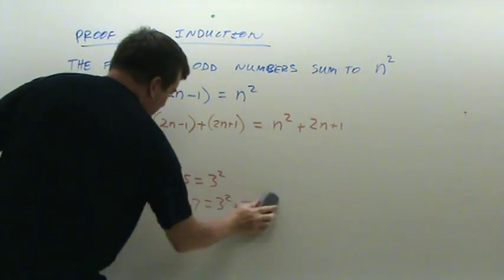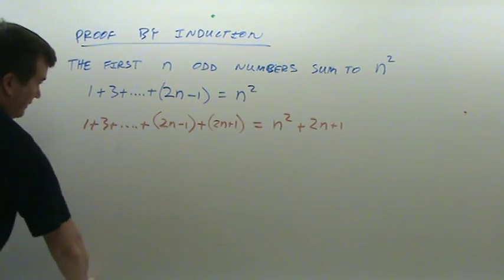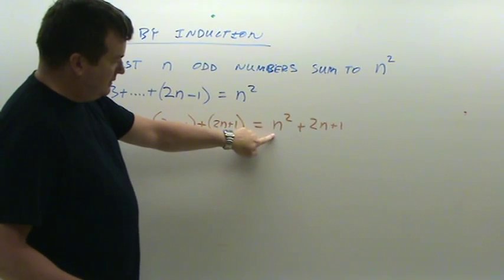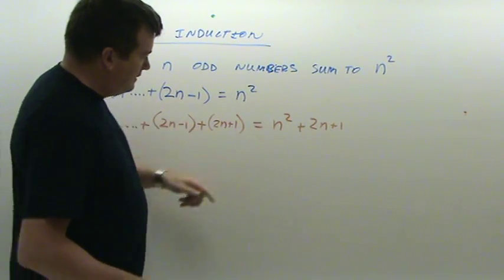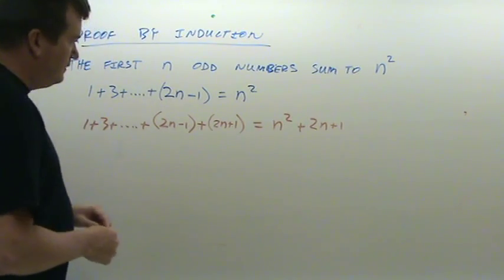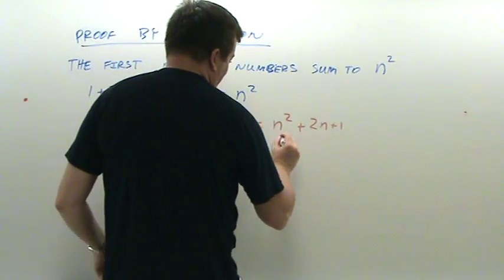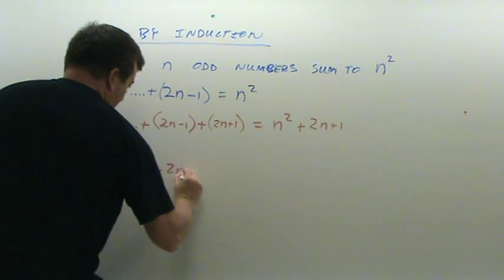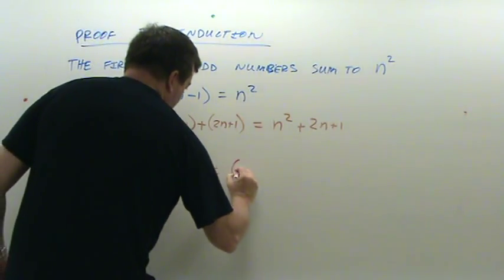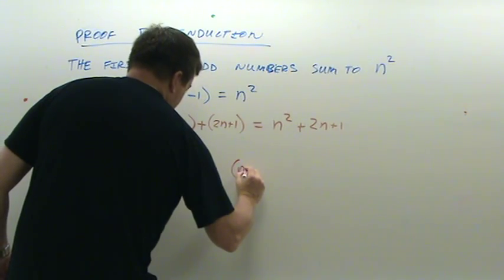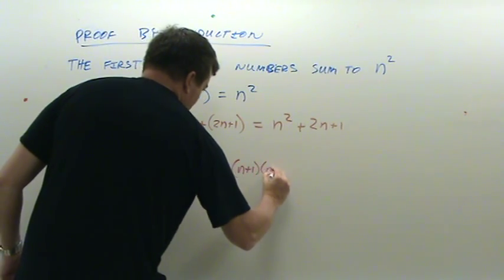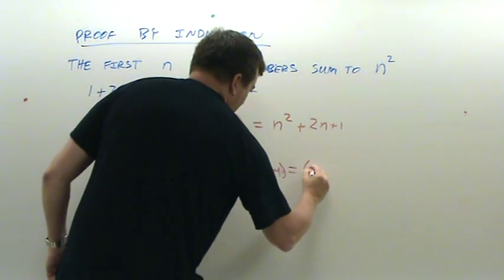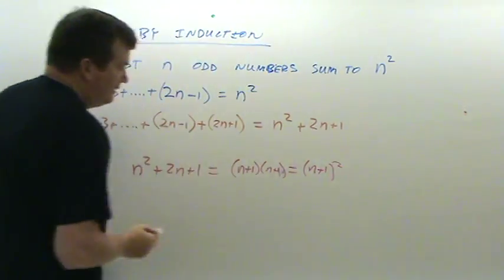So now, what is another way of writing this? N plus 1 whole squared. N plus 1 squared. Right, so you're right. Another way of writing n squared plus 2n plus 1 is n plus 1 times n plus 1, which is n plus 1 squared.